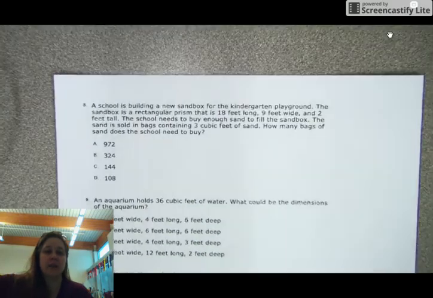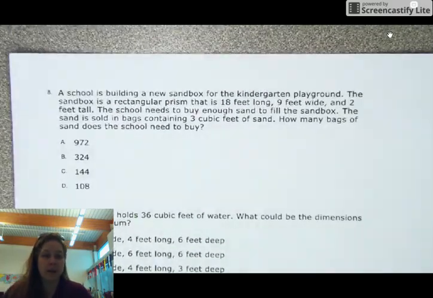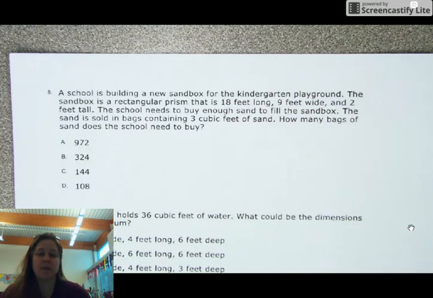Okay. Question number 8. The school is building a new sandbox for the kindergarten playground. The sandbox is a rectangular prism that is 18 feet long, 9 feet wide, and 2 feet tall. The school needs to buy enough sand to fill the box. The sand is sold in bags that contain 3 cubic feet of sand. How many bags does the school need to buy?